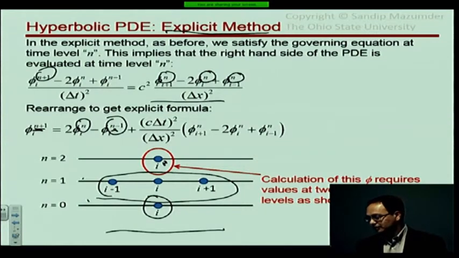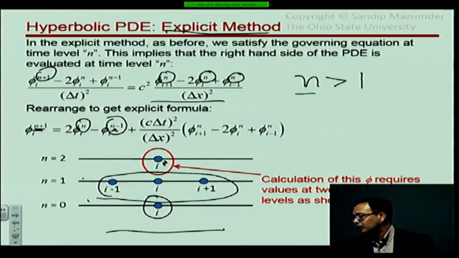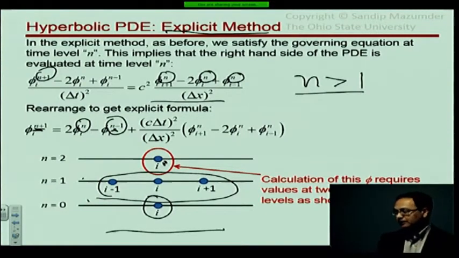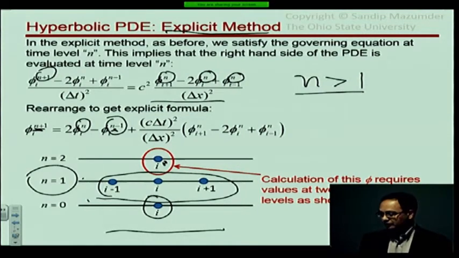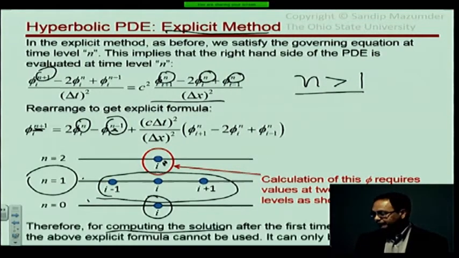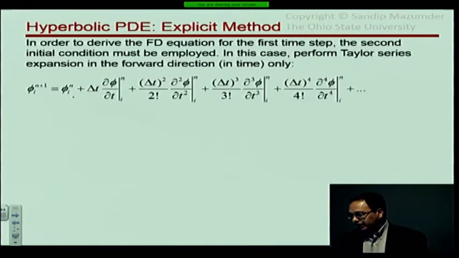The next thing we are going to do is remember that this is for n greater than 1 only, from n equal to 2 onwards. And now we have to derive an equation for this time plane, n equal to 1. So how do we do that?